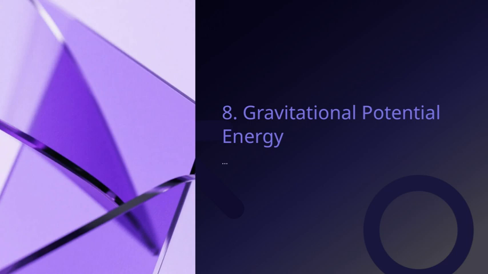The key point here is that this energy depends on two main factors: the mass of the object and its height relative to a reference point, usually the ground. The greater the mass or the higher the position, the more potential energy is stored. It's also important to recognize that gravitational potential energy is a form of stored energy that can be converted into other types, like kinetic energy, when the object starts to fall.